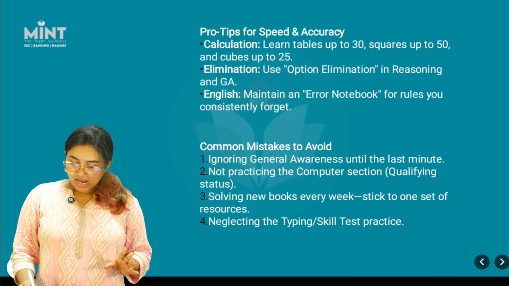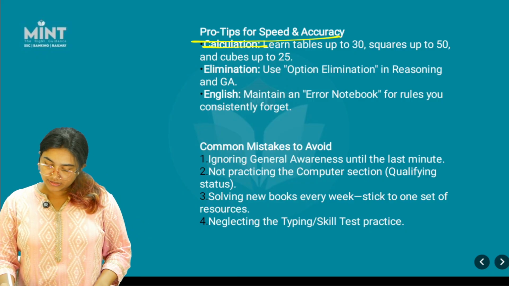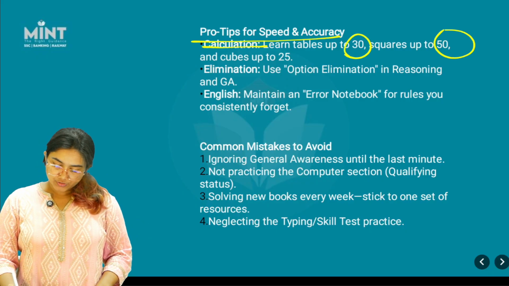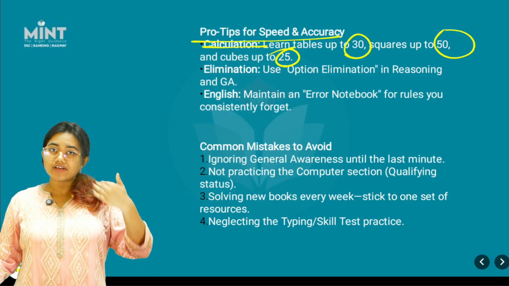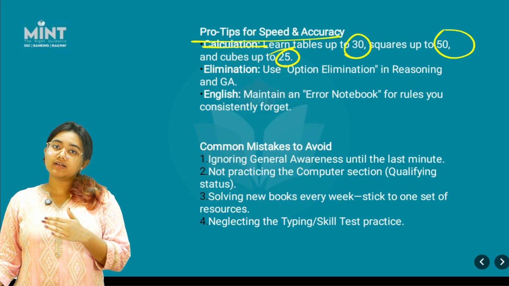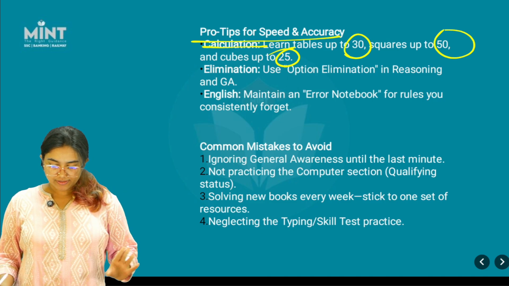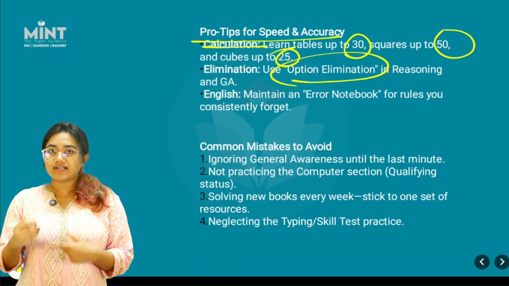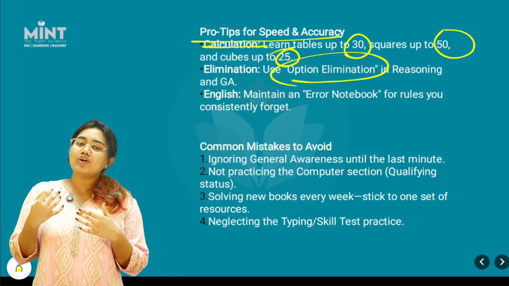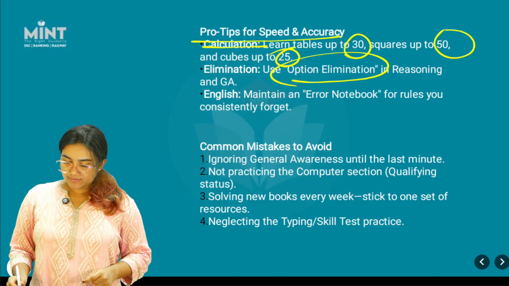And then how to increase your speed and accuracy. Try to learn tables up to 30, squares up to 50, cubes up to 25. So this is going to maximize your speed. So you're going to be very fast, especially when approaching difficult math questions. So tables up to 30, squares up to 50, cubes up to 25. Use option elimination, reasoning and general awareness. So practice that method, so that even if you're not completely sure about the question, you will be able to approach it in a logical manner.